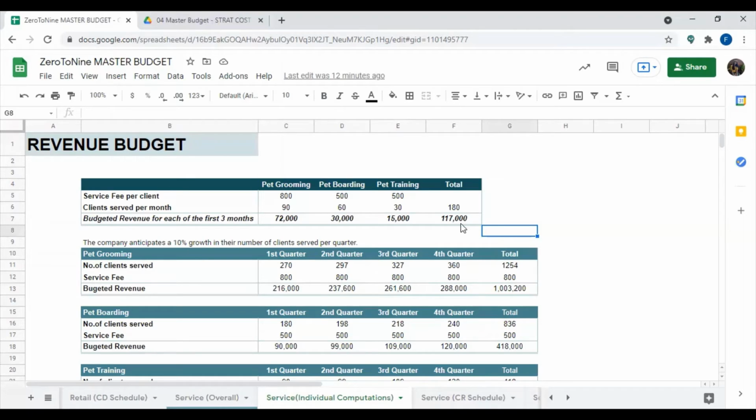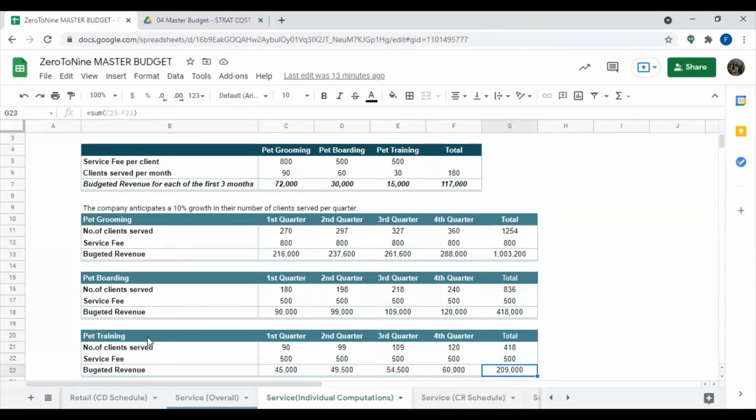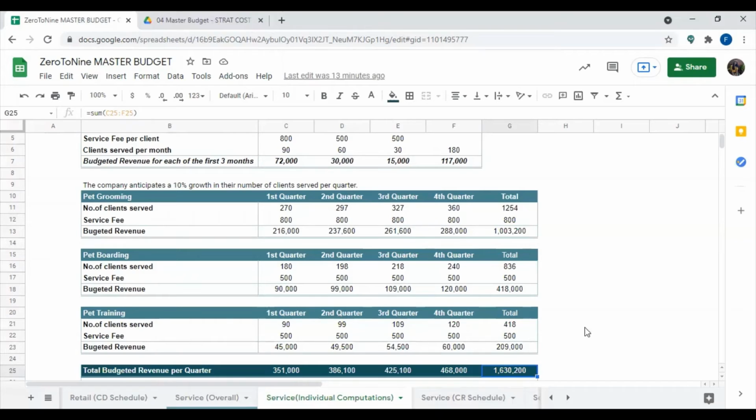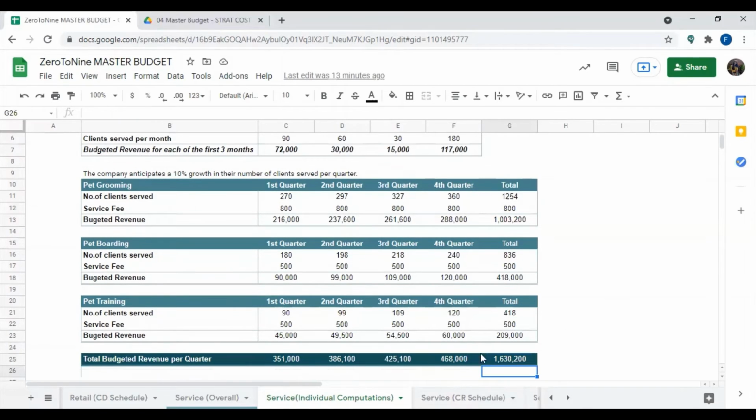So the total clients served for pet grooming for the whole year is 1,254 multiplied by the service fee of 800. The total budgeted revenue for the pet grooming service of the business is 1,003,200. This computation will be the same for the other services of the business, pet boarding and pet training. Given these computations, we will now get the total budgeted revenue per quarter.